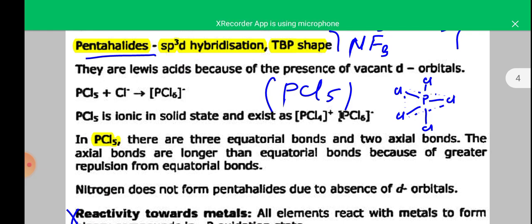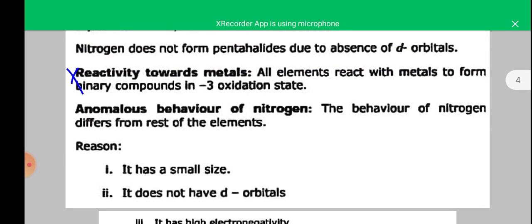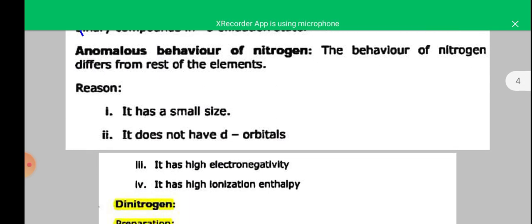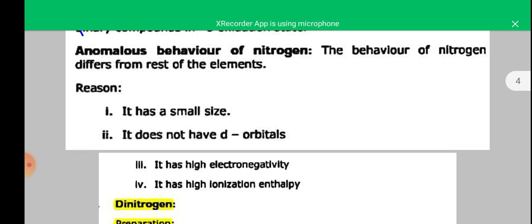And nitrogen does not form pentahalide due to absence of d orbital in nitrogen. Reactivity towards metal is not given. Anomalous behavior of nitrogen. What is the cause of anomalous behavior of nitrogen? Because it has small size, it does not have d orbital, it has high electronegativity, it has high ionization energy.